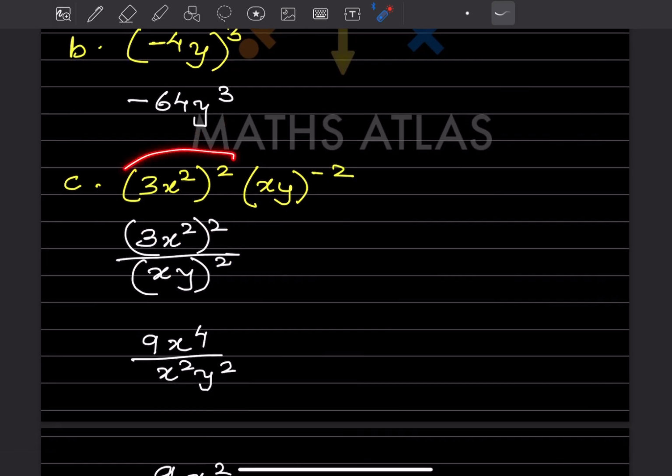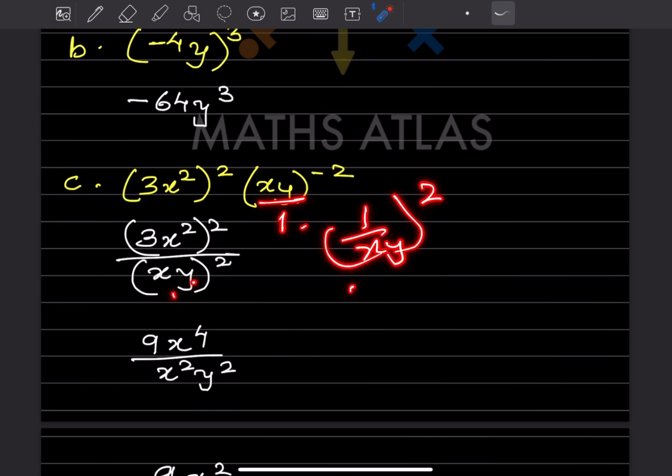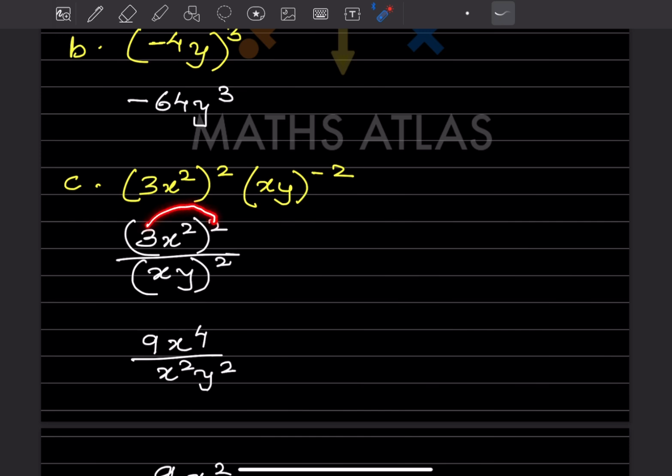Now you can see this is the positive exponent and this is the negative exponent. So 3x square whole bracket square, and this is a negative one, so that will go in the denominator, because this raised to minus 1 will be 1 by xy raised to 2. So this will go in the denominator. So now what will you do? 3 square is going to be 9, and this is going to be x raised to 4. So 9x raised to 4. Again for this one, x square multiplied by y square. So x square y square.